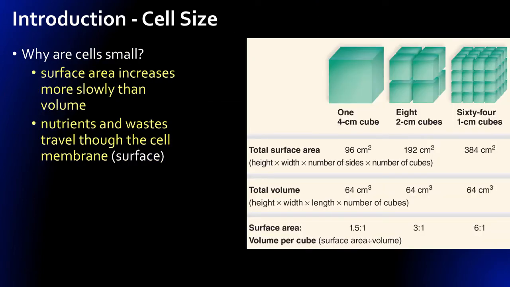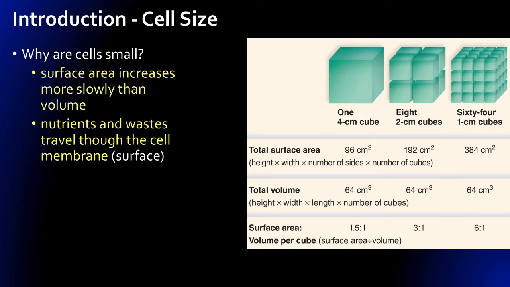Another question we might want to answer before we start talking about the specific parts of a cell is, why are they small? In other words, why should we have a multicellular organism with many cells rather than bigger organisms that have large single cells? And there's something here about the relationship between surface and volume. So the basic rule here is that surface area increases more slowly than volume does.